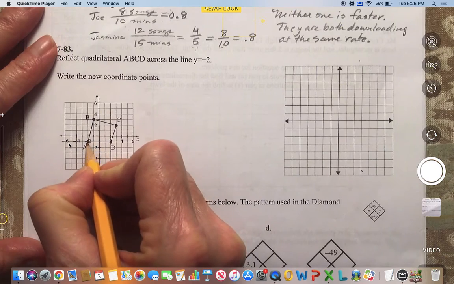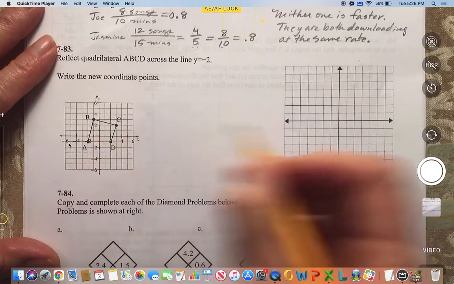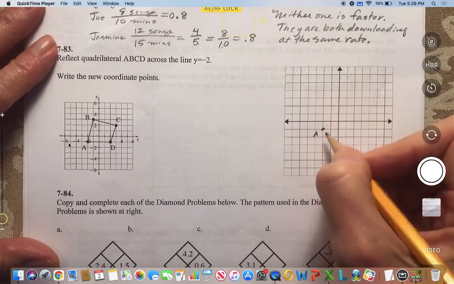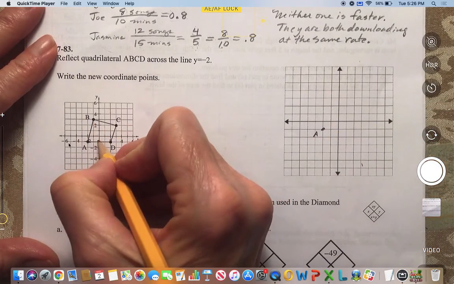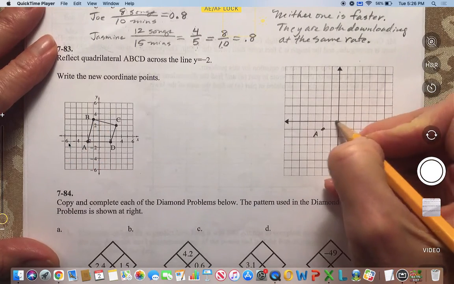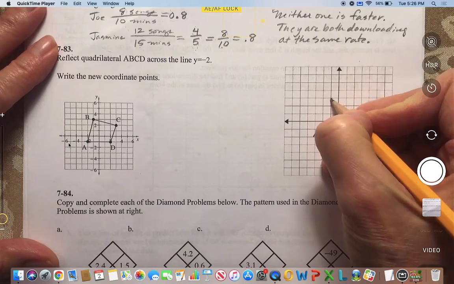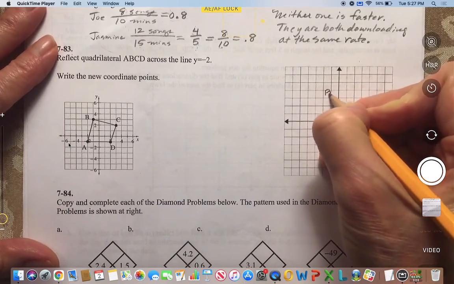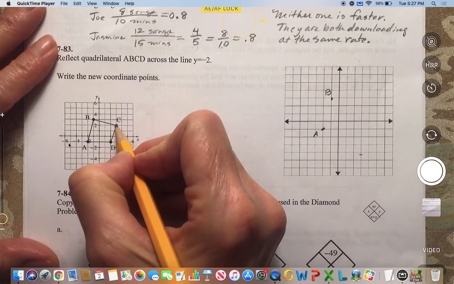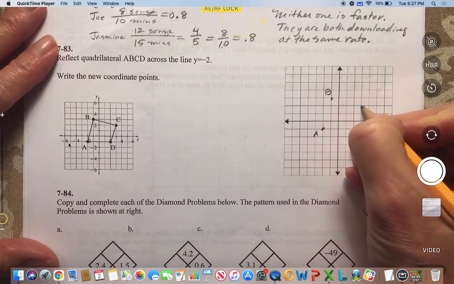Let's see, so that's at -2, -1. That's where A is. And then we've got B, which is at -1, 3. So -1, 3. That's B. C is at 3 and 2. 3 and 2.